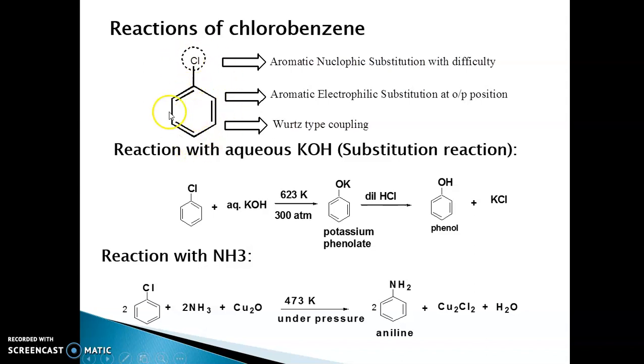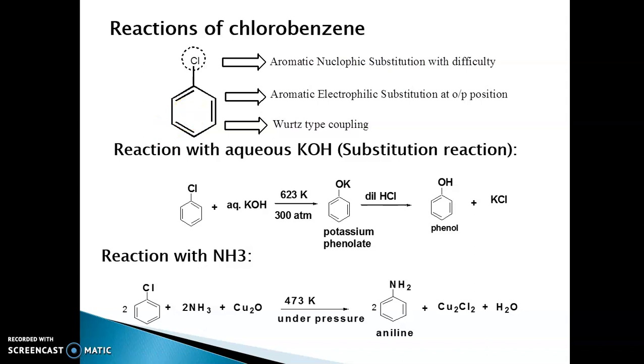Then again, as this Cl atom is attached, this compound is similar to the R-X group, and we know that alkyl halide shows the Wurtz reaction. Alkyl halide on reaction with sodium metal in presence of dry ether forms the higher alkane. The same reaction takes place with the aryl halide also. Aryl halide on reaction with sodium metal or zinc metal gives the corresponding higher compound, and this reaction is called the Fittig reaction. So chlorobenzene shows the Fittig reaction, which we will discuss in the next slide.